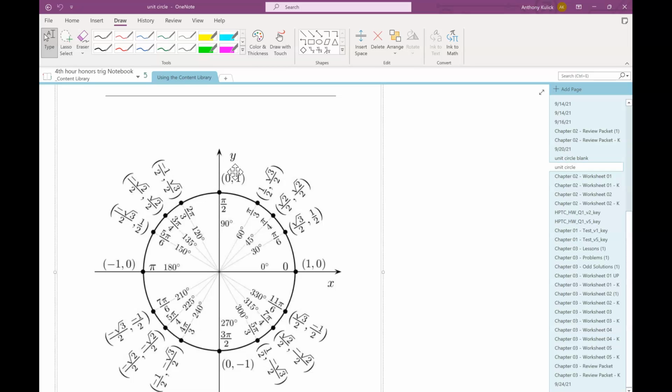Yeah, that makes sense. Okay. So the big takeaway is that these points on the unit circle are now the same thing as the values for sine and cosine at that angle measure. Okay.